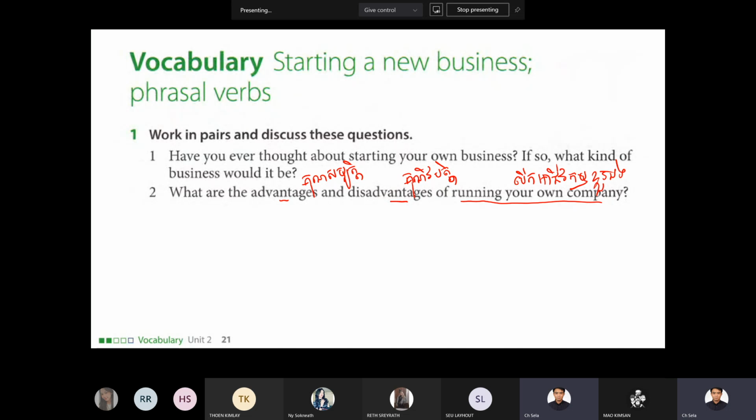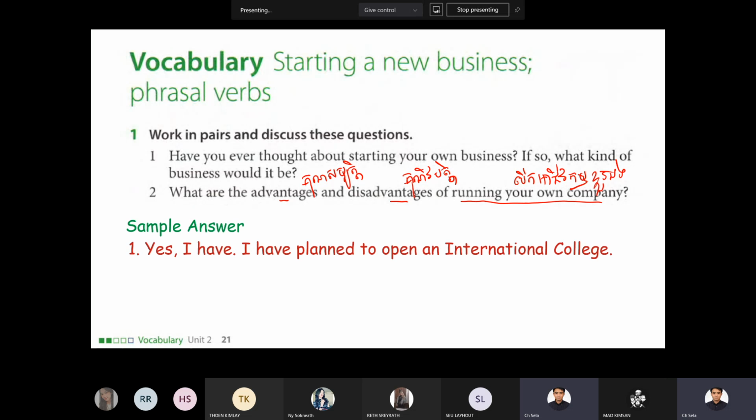Okay, so there are two questions. I repeat the question again for you. Have you ever thought about starting your own business? If so, what kind of business would it be? And the second question, what are the advantages and disadvantages of running your own business? Here I have a simple answer for you.